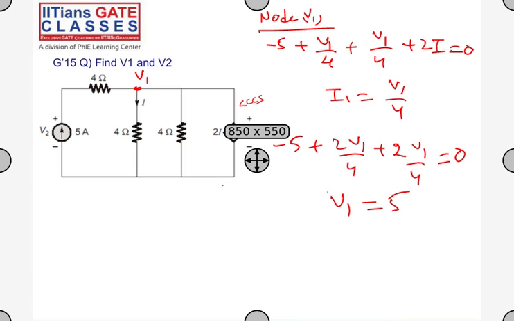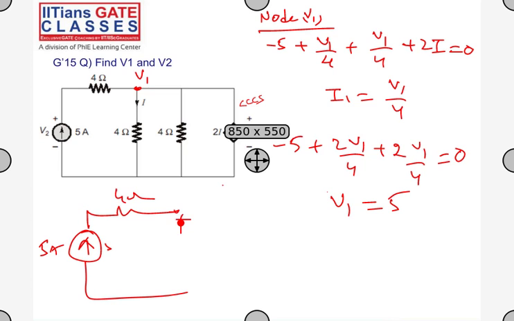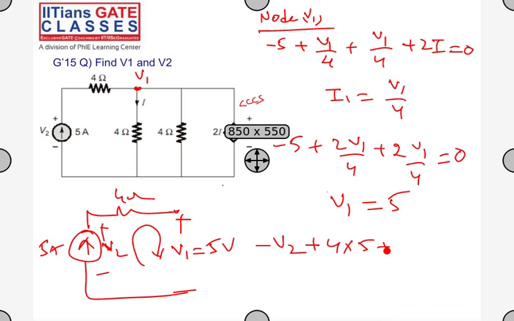And V2? How do you find V2? V2 is the voltage across this current source. Let me draw it again. This is a 5 amp source and a resistor of 4 ohms, and here you have a voltage V1 equal to 5 volts. I want this voltage V2. Writing the equation: minus V2 plus 4 times the current here, which is 5, plus V1, which is 5, is equal to 0. So V2 is equal to 20 plus 5, 25.